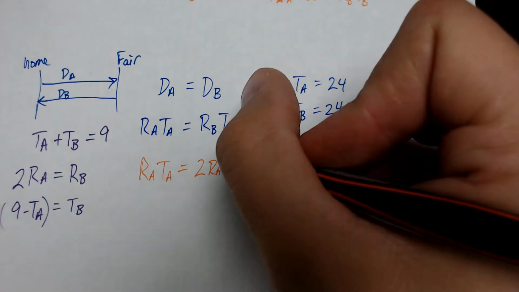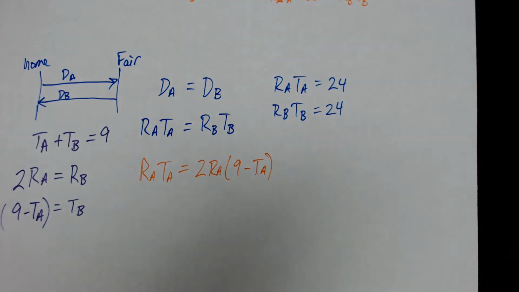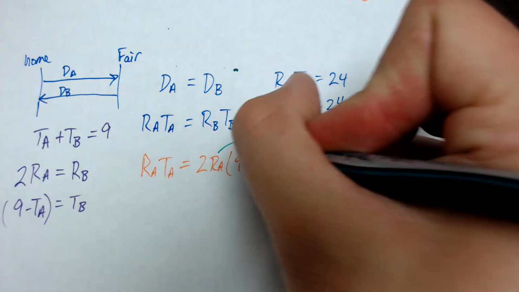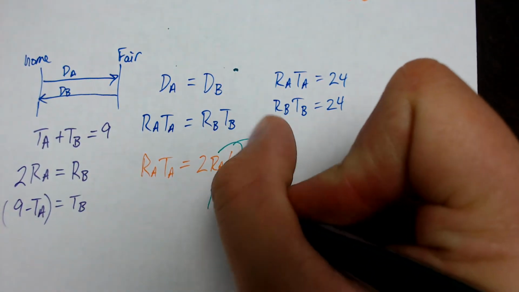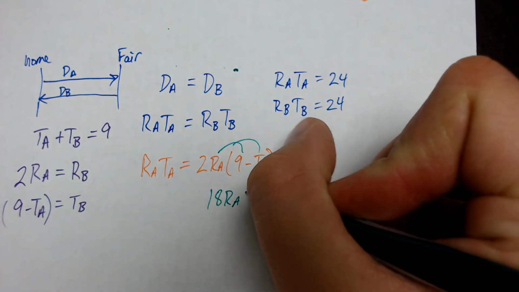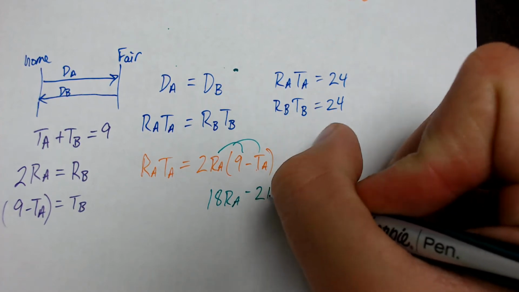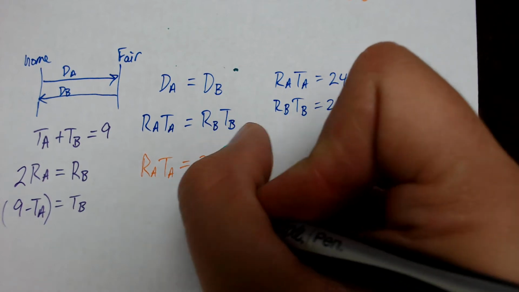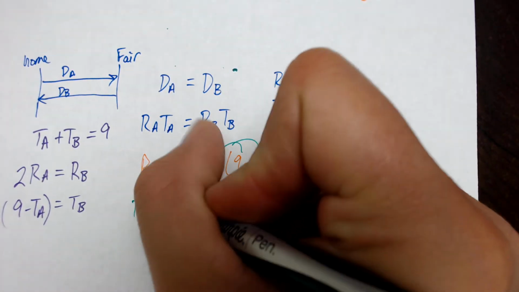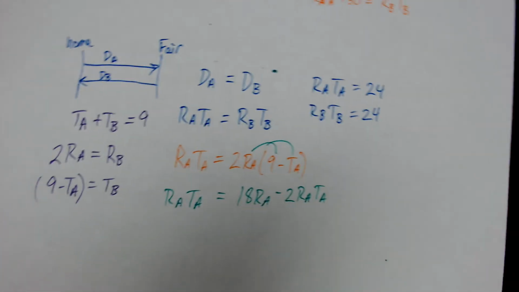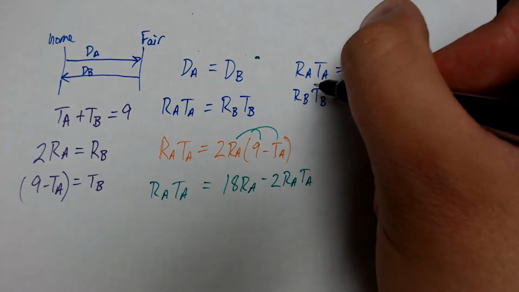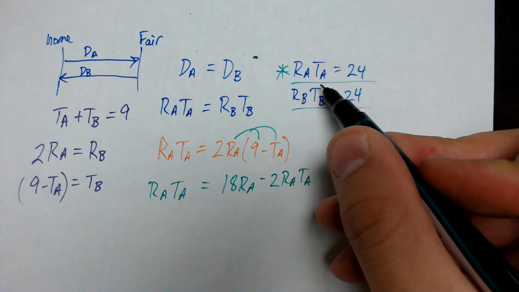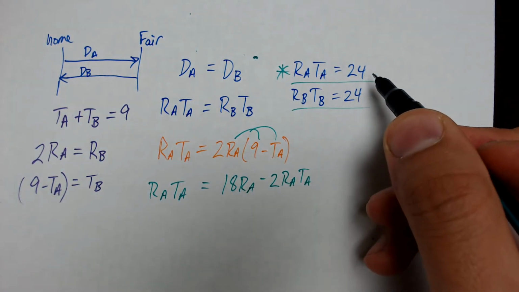So what I get here is some distributive property. I'll simplify that really quick. And then I've got 18 times rate of A minus 2 times rate of A times time of A. All of that is going to equal rate of A times time of A. And then here's where the advanced substitution comes in. We're going to use one of these, specifically this one. Rate of A times time of A equals 24. So I'm going to substitute for both of them at the same time.